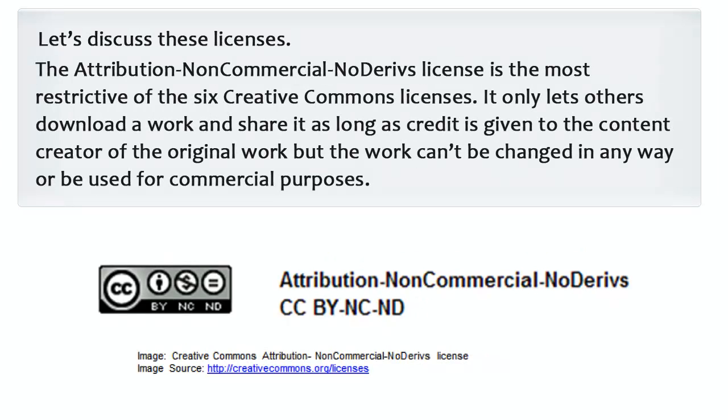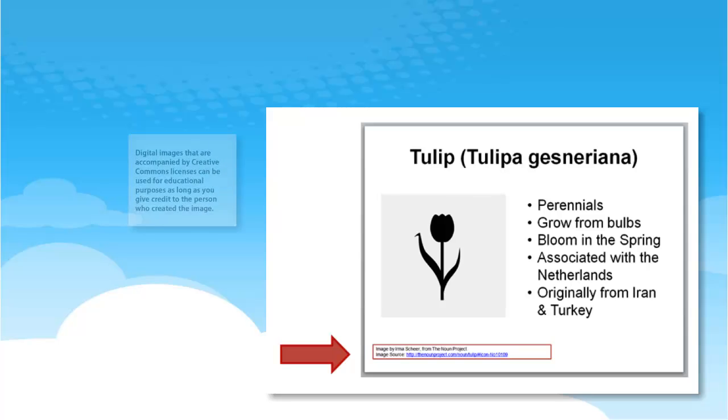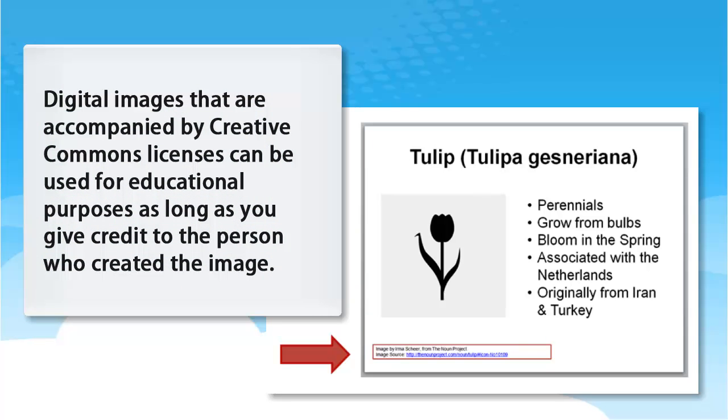The attribution non-commercial no derivs license is the most restrictive of the 6 Creative Commons licenses. It only lets others download a work and share it as long as credit is given to the content creator of the original work, but the work can't be changed in any way or be used for commercial purposes. Digital images that are accompanied by Creative Commons licenses can be used for educational purposes as long as you give credit to the person who created the image.